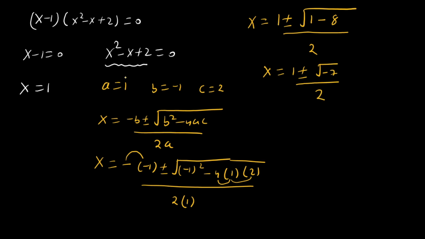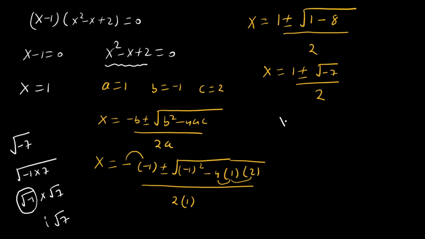and we know that square root of minus 7 is the same as square root of minus 1 into 7, and this is the same as square root of minus 1 into square root of 7, and we know that square root of minus 1 is iota, and here is square root of 7. Then x equals 1 plus minus, this square root of minus 7 is replaced by square root of 7 times iota, and divided by 2.